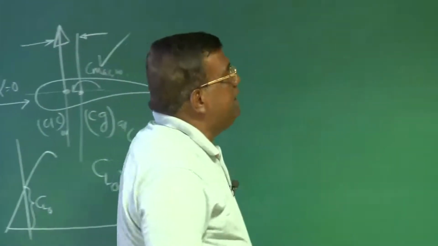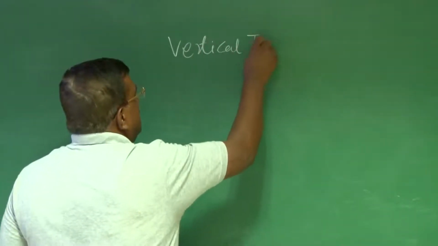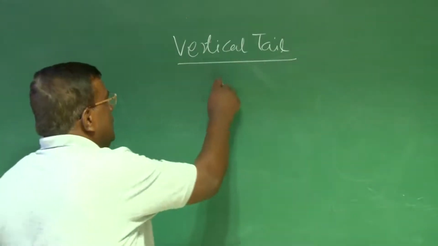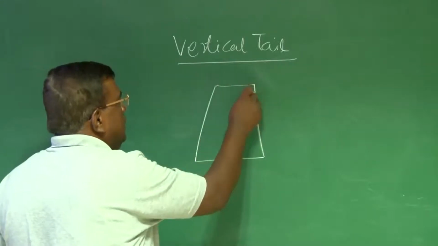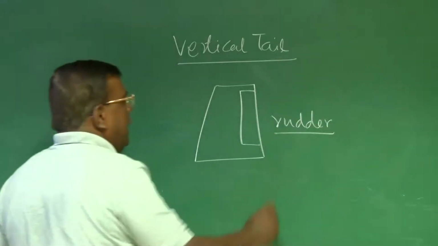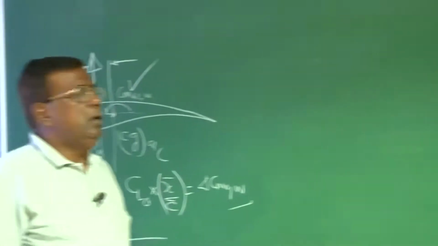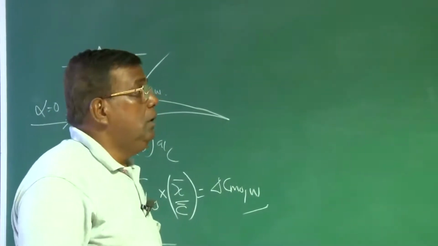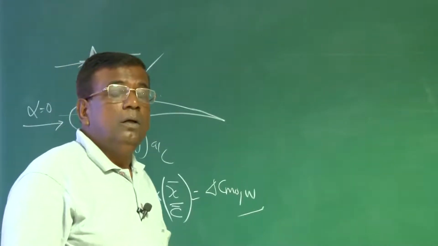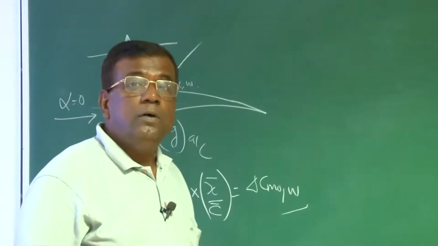When I'm talking about vertical tail, this is the vertical tail and this is the rudder. The primary role of the rudder is for yaw control, right? Roll control, and also extremely important when the aircraft goes into stall and your aileron will not be effective, rudder then plays an important role to arrest the spin.